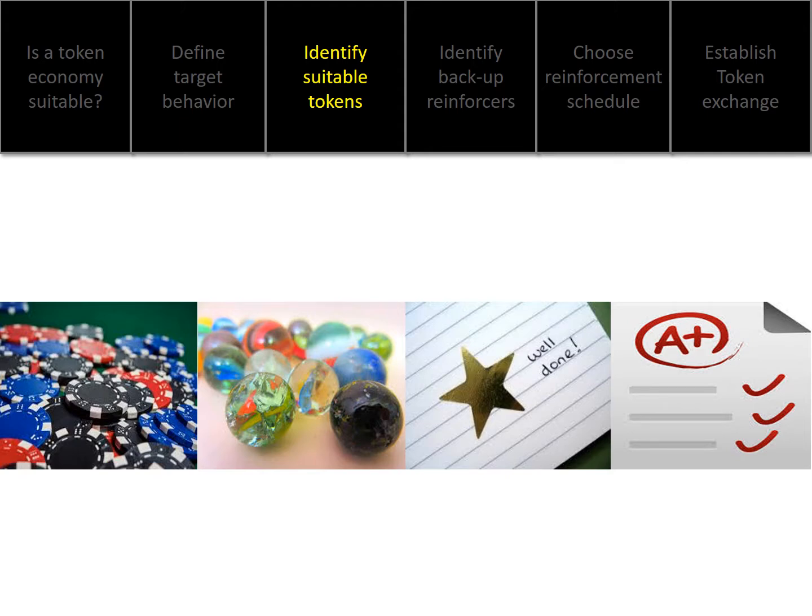Now, during the third phase, you need to identify suitable tokens. And tokens can be poker chips, marbles, stamps on a card, check marks, and so forth. So how should you decide which tokens to utilise? Well, you should first consider the degree to which the tokens are, of course, practical. Can the practitioners readily carry the tokens? Can clients easily accrue and store the tokens? Are the tokens resistant to damage? Can the tokens be faked?